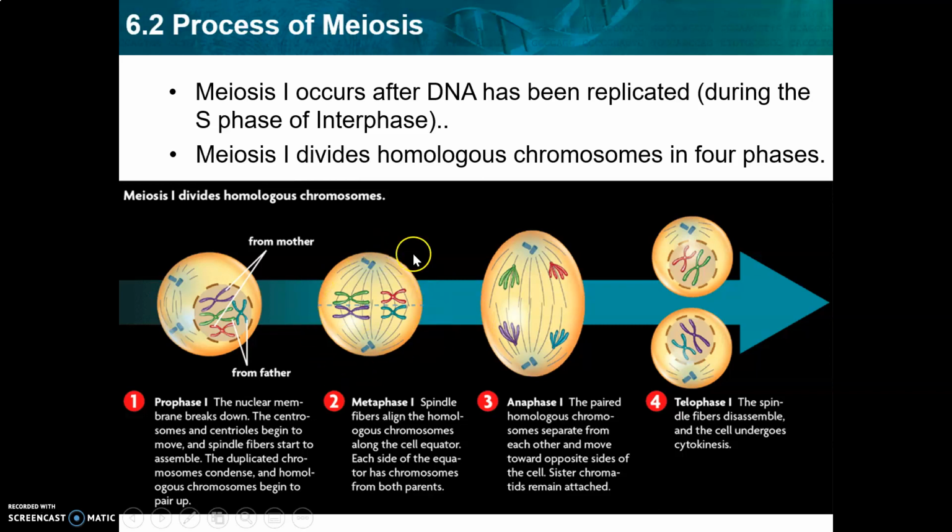Now we're going to move on to metaphase 1. In metaphase, remember, chromosomes are lining up in the middle of the cell along the equator of the cell. Well, notice how they are arranged. They're still arranged as homologous pairs. So it's homologous pairs of chromosomes lining up in the center of the cell if we're talking about metaphase 1 of meiosis.